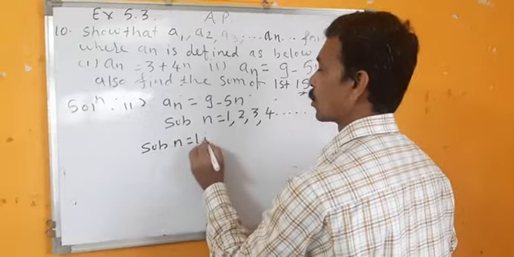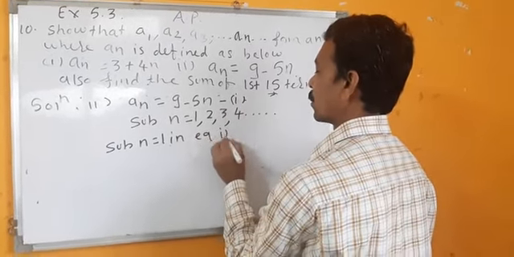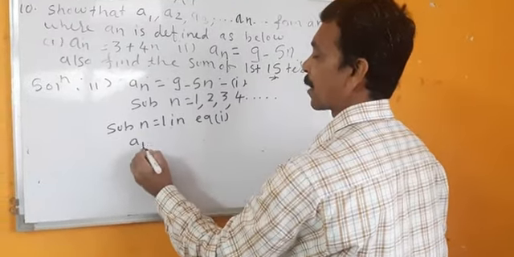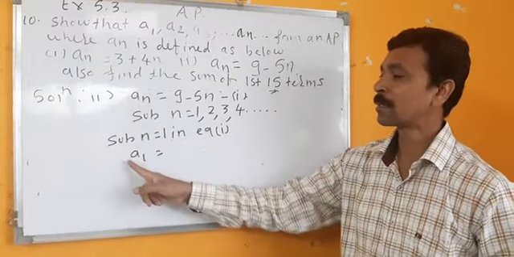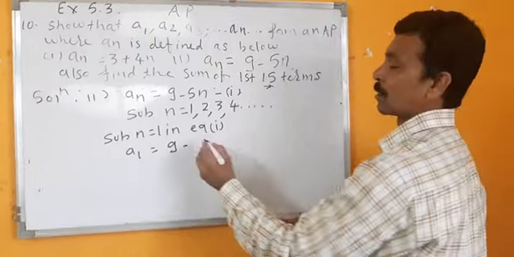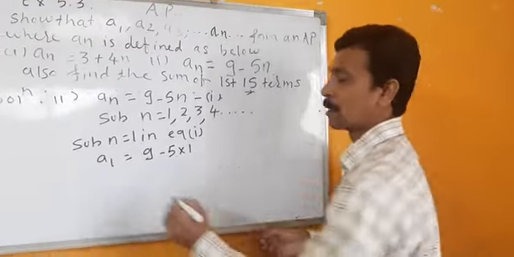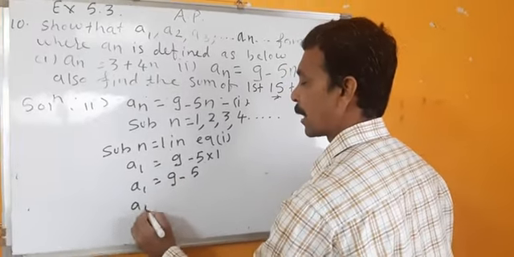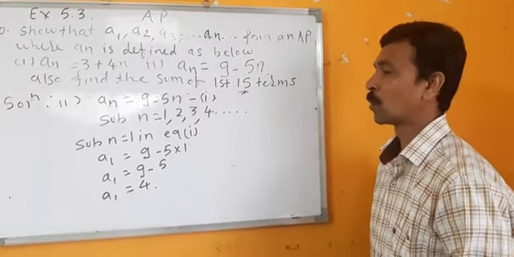Substitute n equals 1 in equation number 1. So it becomes A1, because n is 1. So an becomes A1 equals 9 minus 5n. 9 minus 5 into what is the value of n? 1. A1 is equal to 9 minus 5. A1 is equal to 4.